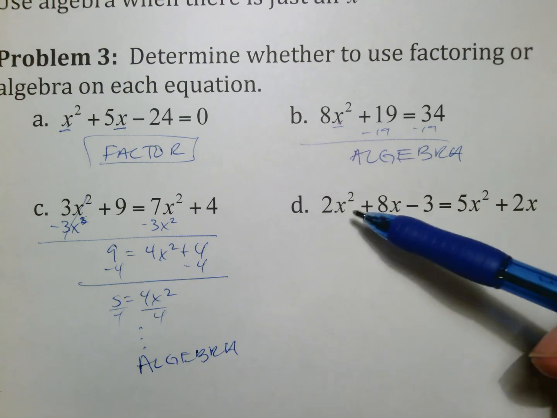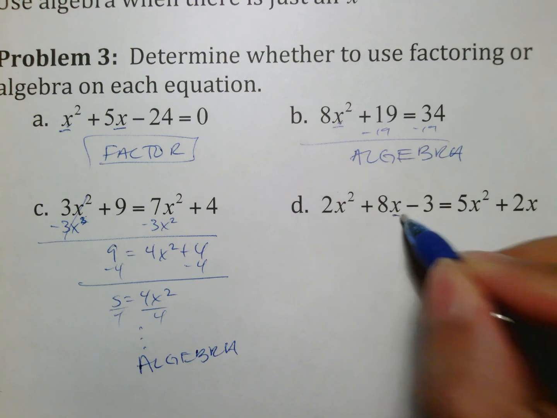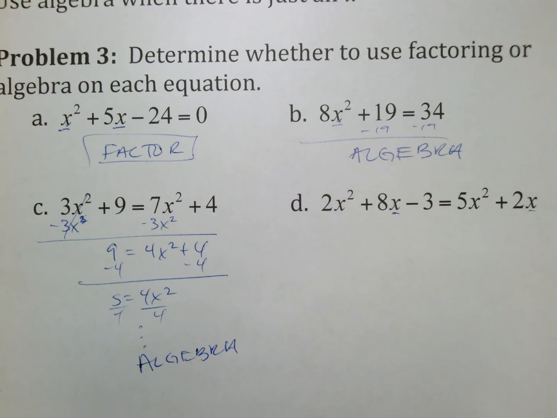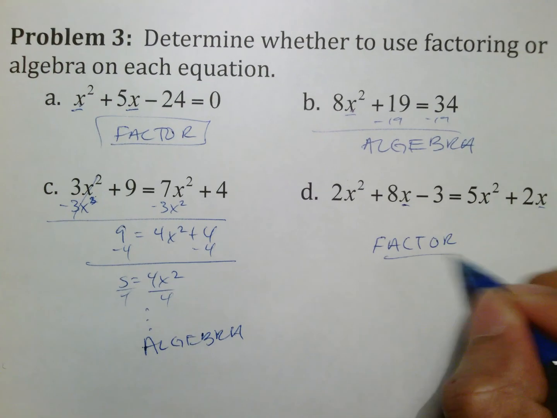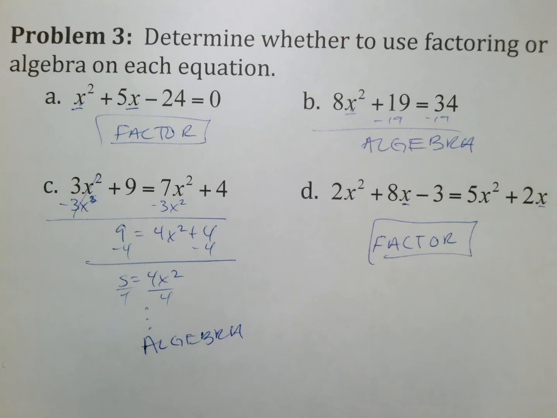Alright, and the last question before we get started is 2x squared plus 8x minus 3 equals 5x squared plus 2x. Again, once I see an x squared, I know it's higher level math. The problem is once I see one of these or one of these, I recognize that it's not going to be as easy as I want it to be. I am going to have to factor this problem or use option 3, which we will learn later.